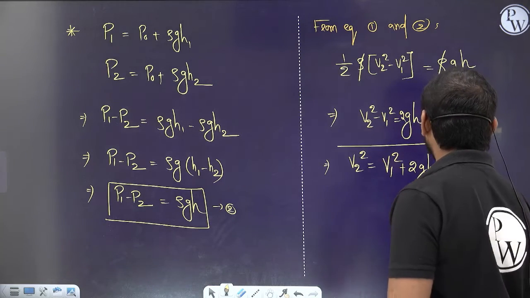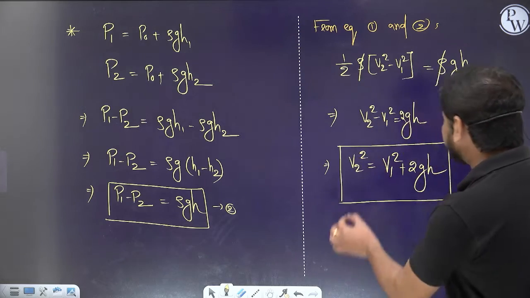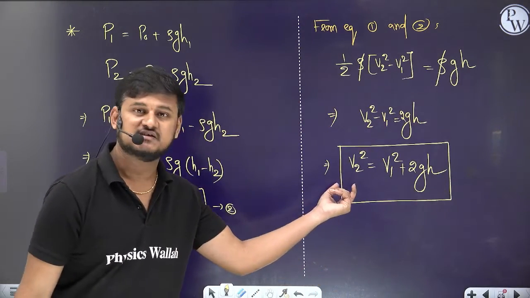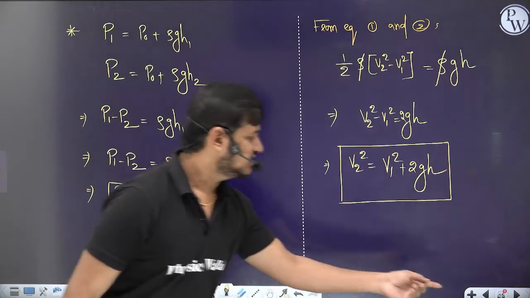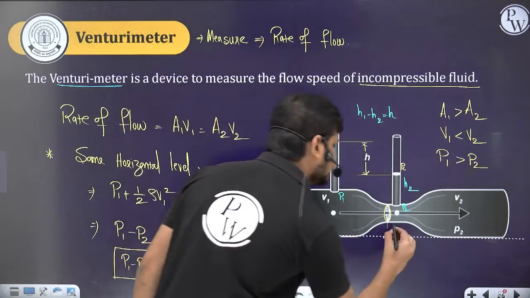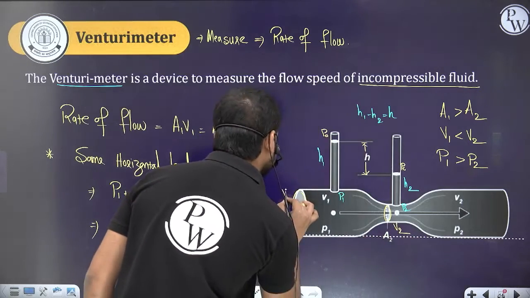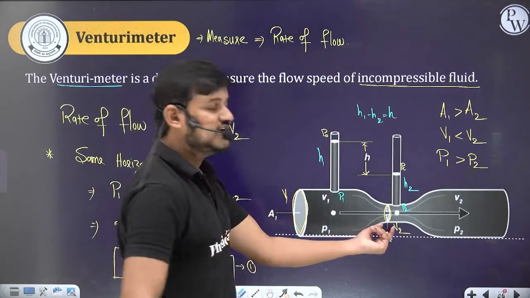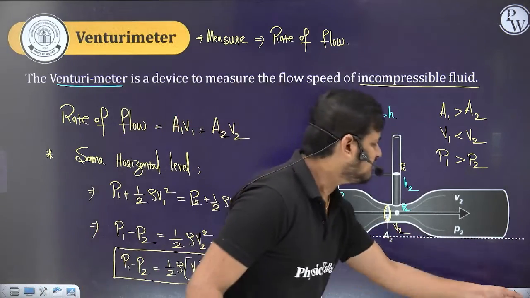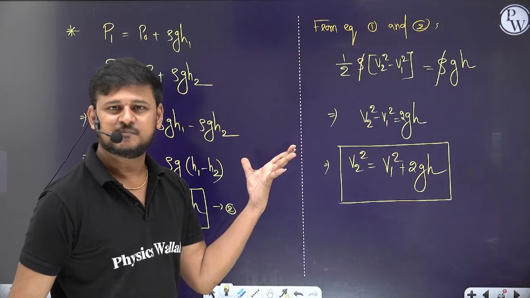So any relation have you observed? Again the equation of motion, which is motion under gravity. So if we had to find the velocity here, let the velocity here be V2 and let the velocity here be V1. Then V2 square is equal to V1 square plus 2gh. The same formula you can use here in the venturimeter.